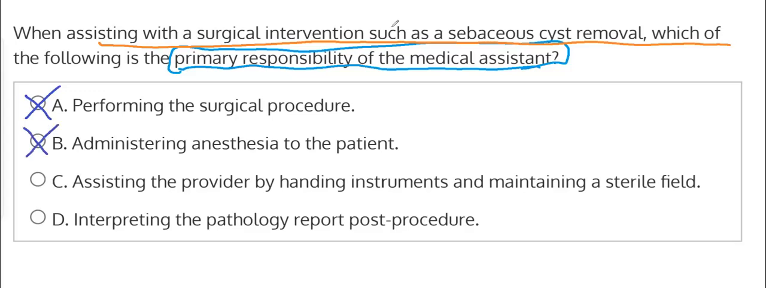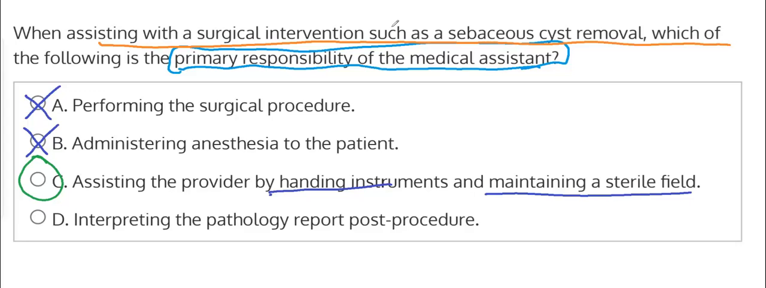Option C says assisting the procedure by handing instruments and maintaining a sterile field. And yeah, that's something you could do as a medical assistant. You could assist with the procedure by handing the tools that are needed, other responsibilities that you as a medical assistant will be trained to do and that you're qualified to do. And something like handing over instruments, helping to maintain the sterile field, that's something that you could do. And since this question is asking something that you can be doing, and it's not a "not" question, that means that we can go with option C.